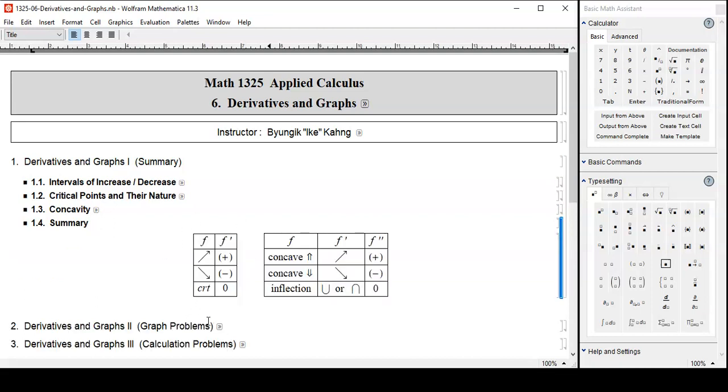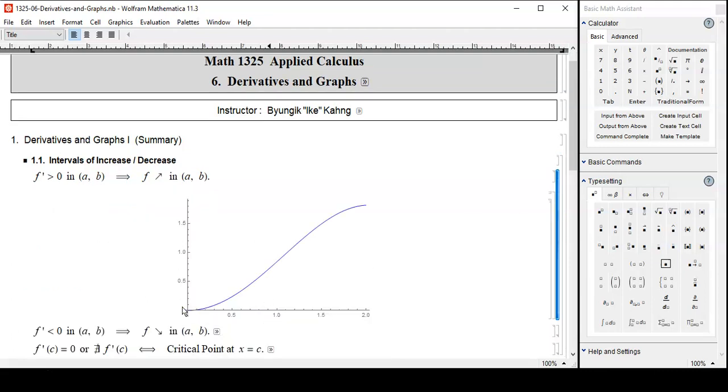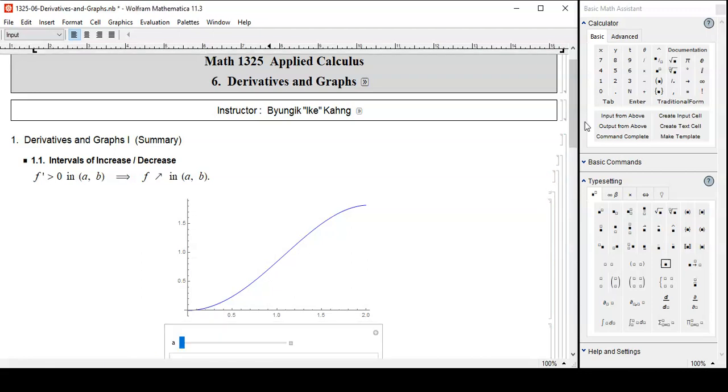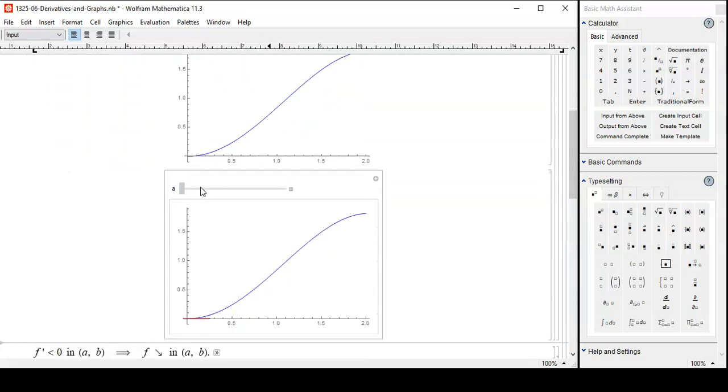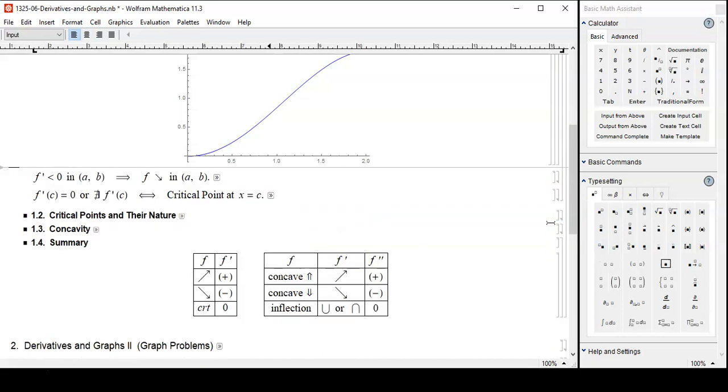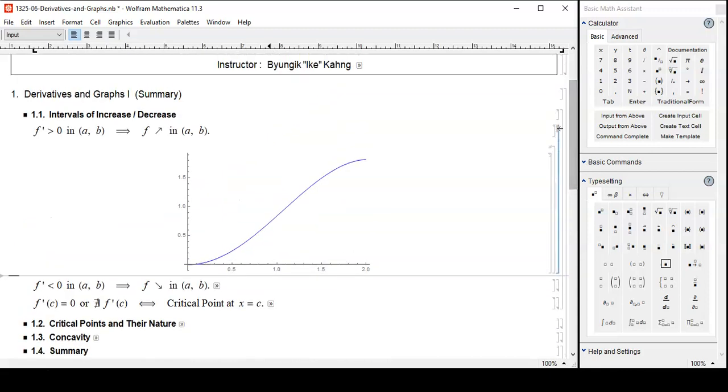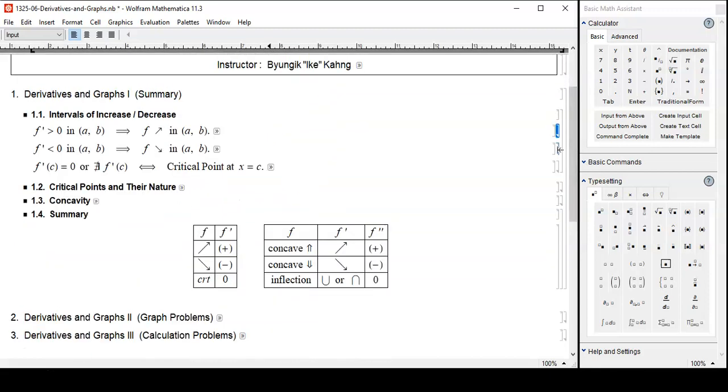Here's a summary table. Original function is increasing when the derivative is positive. Original function is decreasing when the derivative is negative, and when the derivative hits 0, then we have critical point. And here, increasing, that means we have to have positive slopes all the way. In any case, always positive slope. Always the tangent line is pointed upward because the original function itself is going up. So increasing means positive derivative.